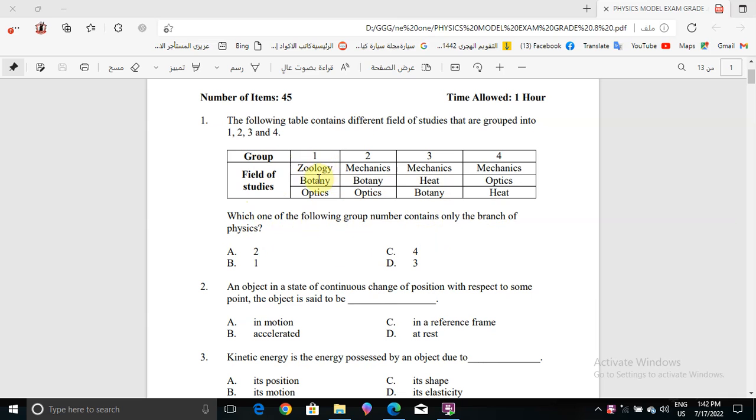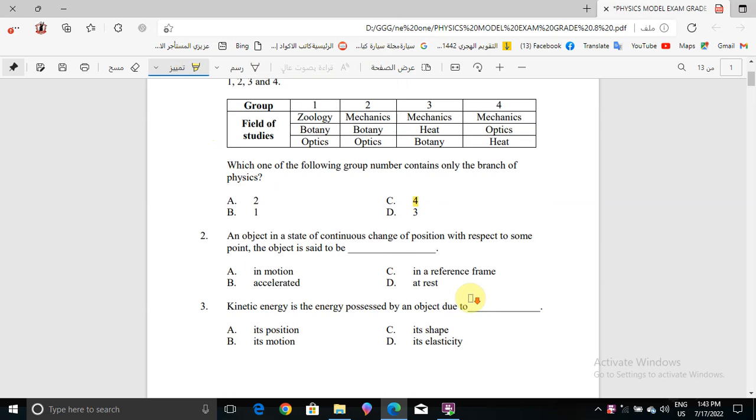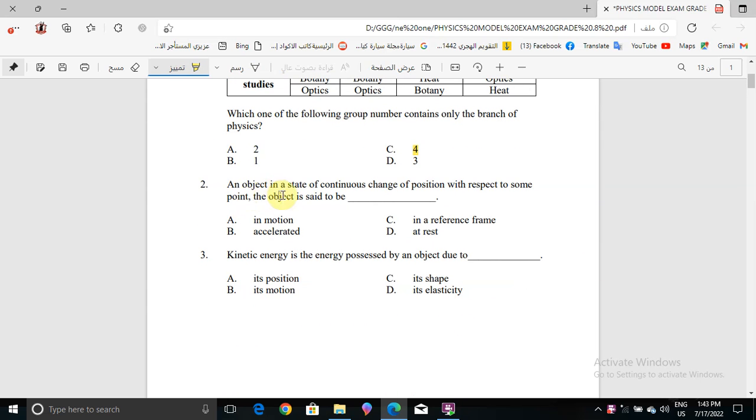Now we have here zoology, botany and optics. No, it's not correct because we have botany. The same thing with number 2, because here we have botany. But in 3 we have mechanics, heat and botany. The same thing, botany is not correct. In 4 we have mechanics, optics and heat. Yes, all of these are branches of physics, right? So that means 4 is the correct answer. Then the correct answer for question number 1 will be choice D, which is number 4.